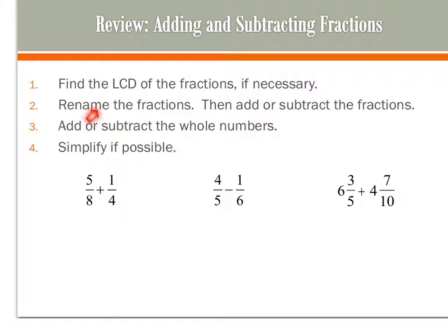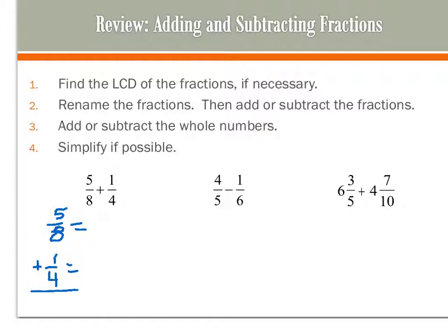Secondly, we need to rename those fractions once we've found the least common denominator, and then we will either add or subtract. We will also be adding and subtracting whole numbers in the case of our mixed number examples. The final step to any adding or subtracting of fractions would be to simplify any fractions that are not in lowest terms. So in our first example we have 5/8 plus 1/4.